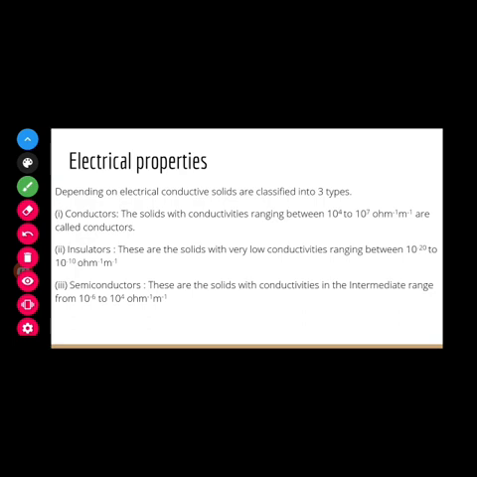You would have learned these things earlier. What are conductors, insulators, and semiconductors? Based on conductivity, you can classify solids into these three: conductors, insulators, and semiconductors. Conductors are the ones whose conductivity ranges from 10^4 to 10^7 per ohm per meter. Insulators are substances with very low conductivity. And semiconductors are substances which have conductivity intermediate to that of conductors and insulators.